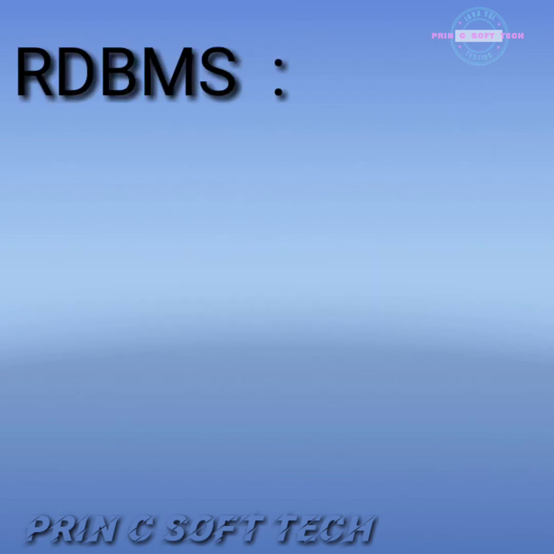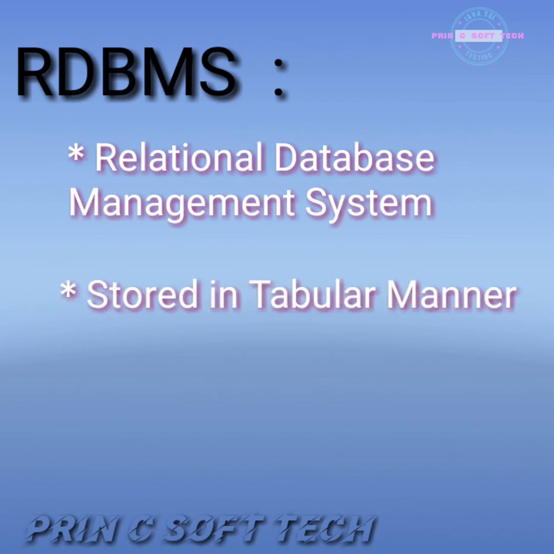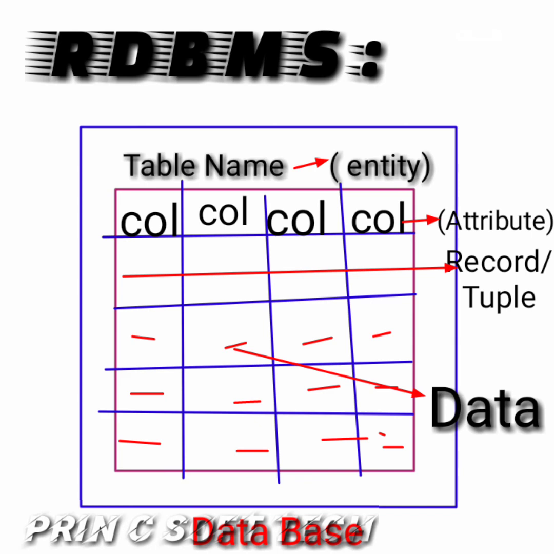RDBMS is nothing but Relational Database Management System. In RDBMS, the data is stored in a tabular manner. The table is created along with a table name and column names. The table consists of n number of rows and columns. The horizontal row of data that we store is called a record or tuple. Inside the table, the data is stored, and the column name is also known as an attribute. The table name is also known as an entity.